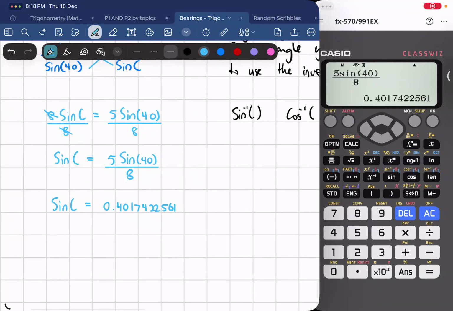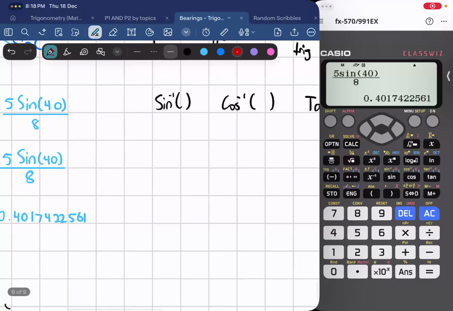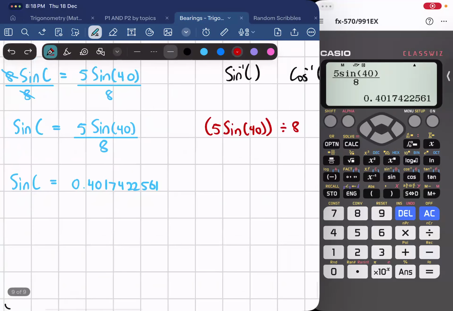Now, if you have a Sharp, this is how you'll have to plug that expression into your calculator. You'll have to put open bracket 5 sine open bracket 40 close bracket, divided by 8. If you have a Sharp, this is what you will have to put in. Question: I used it regular and got the same answer as somebody else, but it's recommended that you use the brackets? Yes, you have to use the brackets.